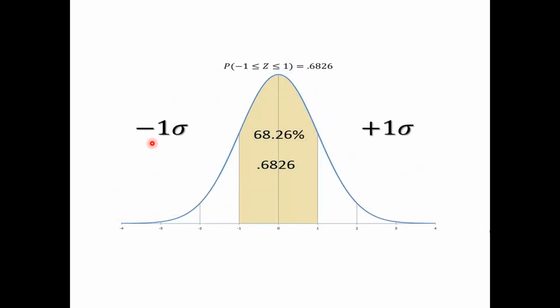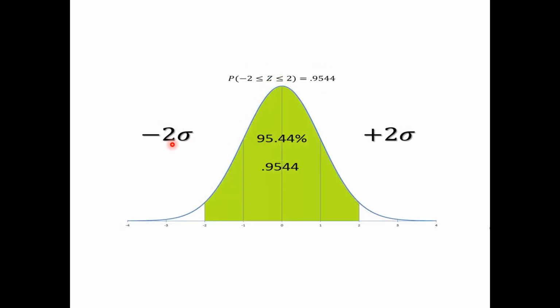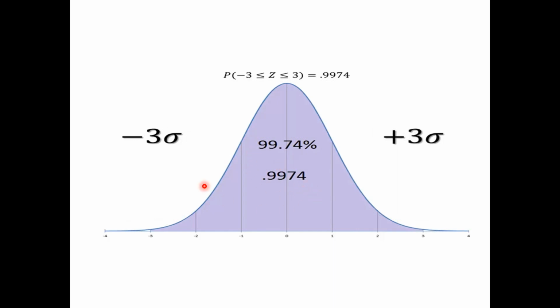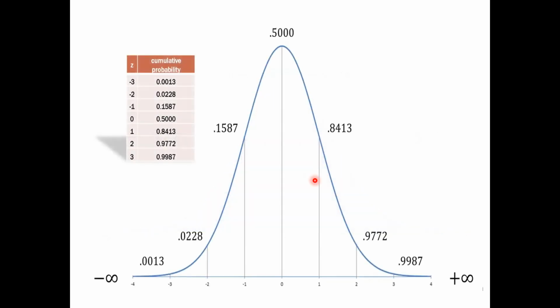So between minus 1 sigma and plus 1 sigma, 68.26%. Between minus 2 sigma and 2 sigma, the area or the probability under the curve is 94.44%. And between minus 3 sigma and plus 3 sigma, that is 3 standard deviations away, plus minus on both sides of the mean, you have approximately 99.74%. This has interesting applications for understanding the concepts.